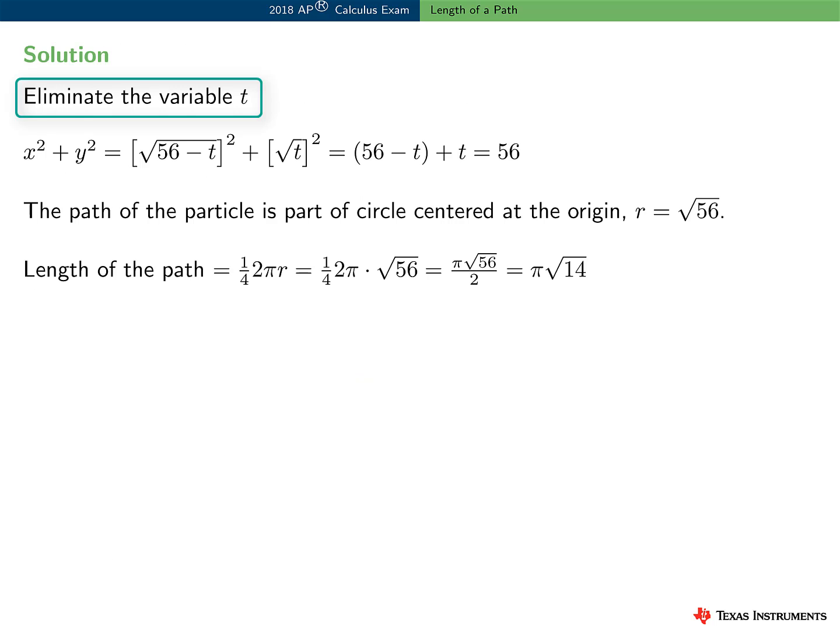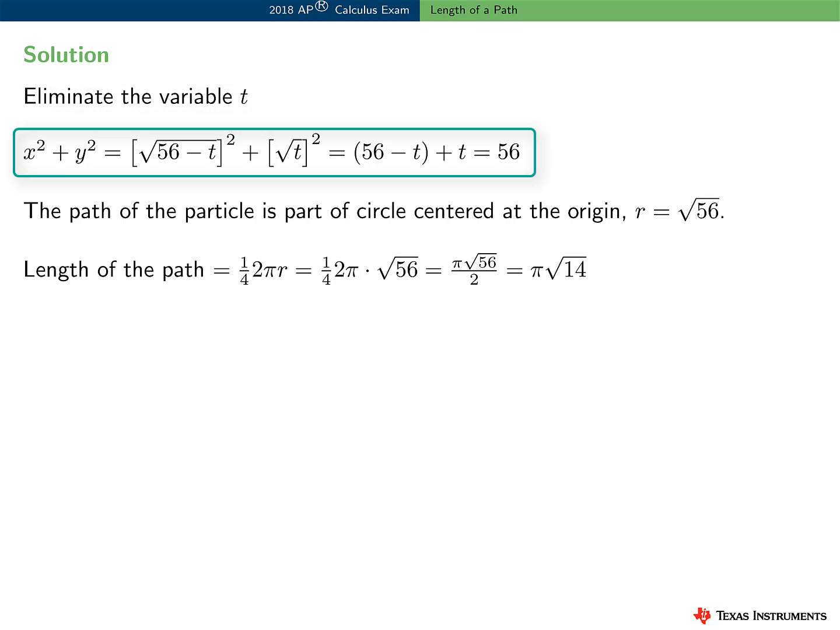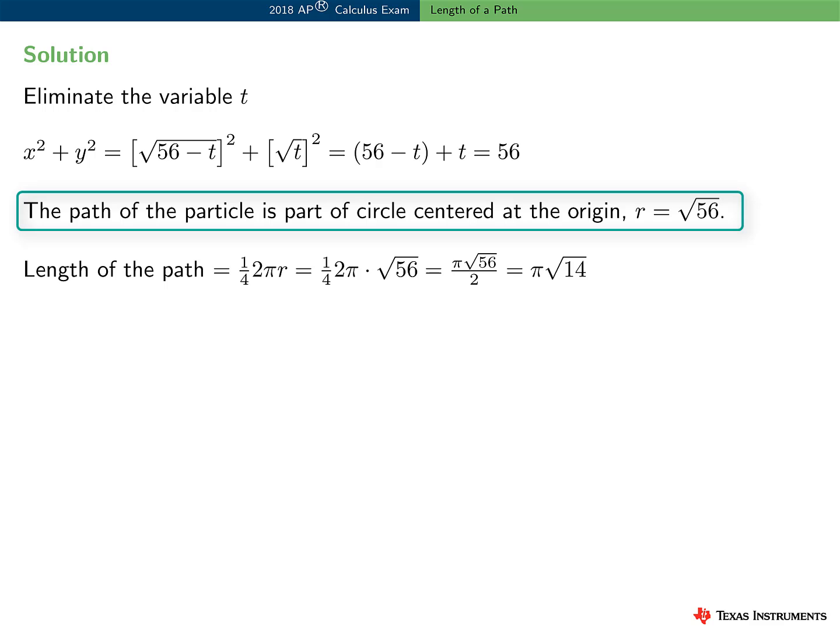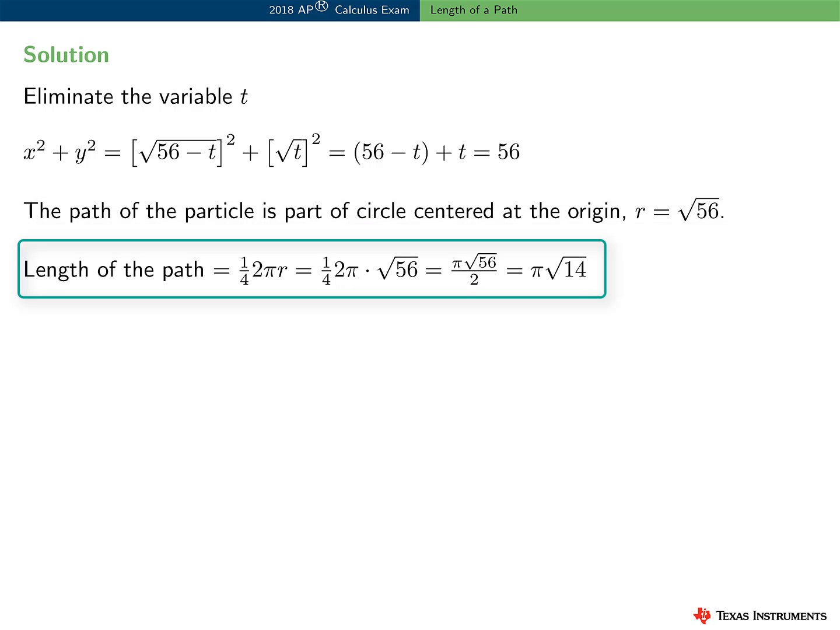Let's try to eliminate the variable t to see if we can identify the graph of this equation in terms of only x and y. So consider the expression x squared plus y squared. Using the expressions for x and y, we can indeed eliminate the variable t. And this confirms that the path of the particle is along the circle centered at the origin with radius square root of 56. So the length of the path is 1/4 the total circumference, or 1/4 times 2 pi r. And that simplifies to pi times the square root of 14.